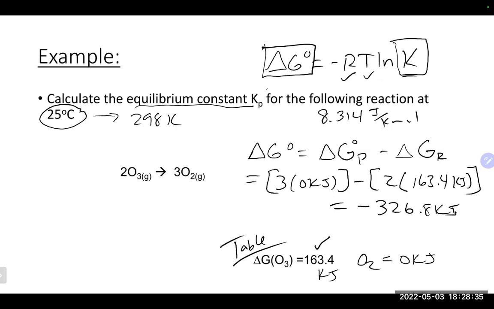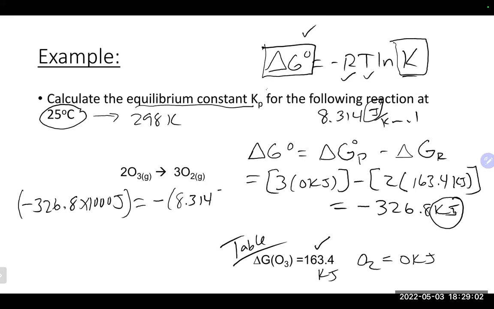That is the last piece here that we need. Once again, we have a unit situation, with joules and kilojoules. Personally, I'm going to convert to joules because I just like to multiply by 1,000. So minus 326.8 times 1,000, to convert it to joules, equals negative 8.314 times 298 times the natural log of K.